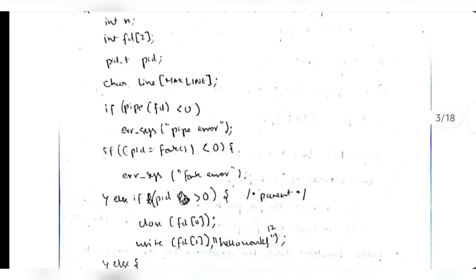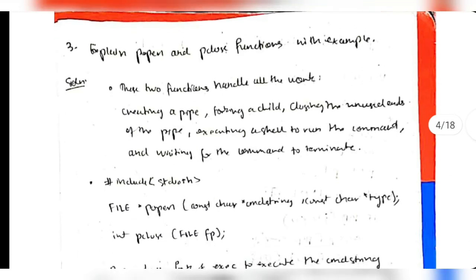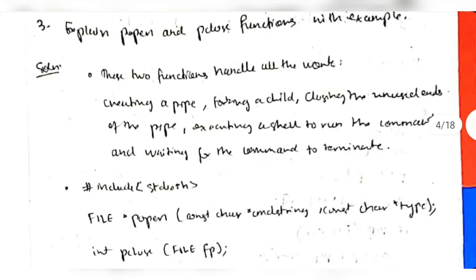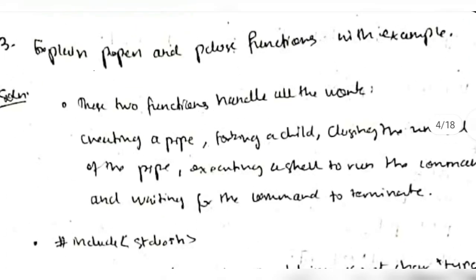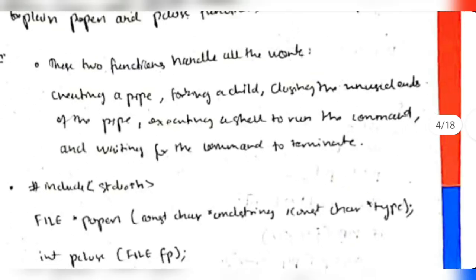The next one is: explain popen and pclose functions with examples. popen and pclose are functions used in pipes. One thing I forgot to mention: when you use pipes, if you are using the read operation, the other part should be closed. If you are using the write operation, the other part should be closed. Only one part should be open at a time. So that's one of the things I forgot to tell.